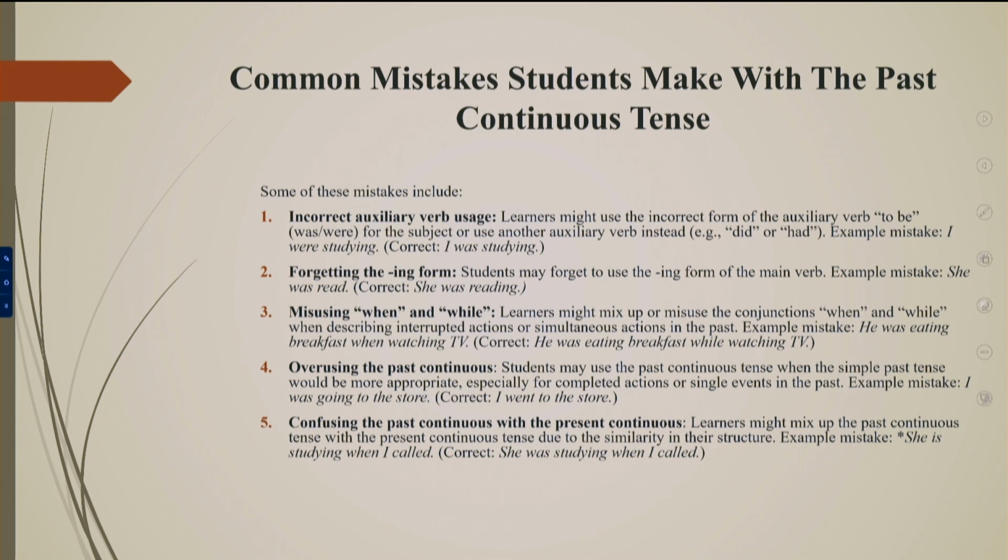Also overusing the past continuous. Students may use the past continuous tense when the simple past tense would be more appropriate, especially for completed actions or single events in the past. Example of mistake: I was going to the store. No, it's incorrect. We should say I went to the store.